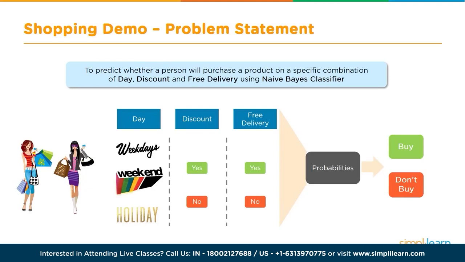We're going to look at a specific combination of different variables. In this case, we're going to look at the day, the discount, and the free delivery. Under the day, we want to know whether it's a weekday, when somebody's working and comes in after work, or maybe they don't work; a weekend; or a holiday. Did we offer a discount that day? Yes or no? Did we offer free delivery that day? Yes or no? From this, we want to know whether the person's going to buy based on these traits, so we can find the best system for getting somebody to come in and purchase the goods and products from our store.